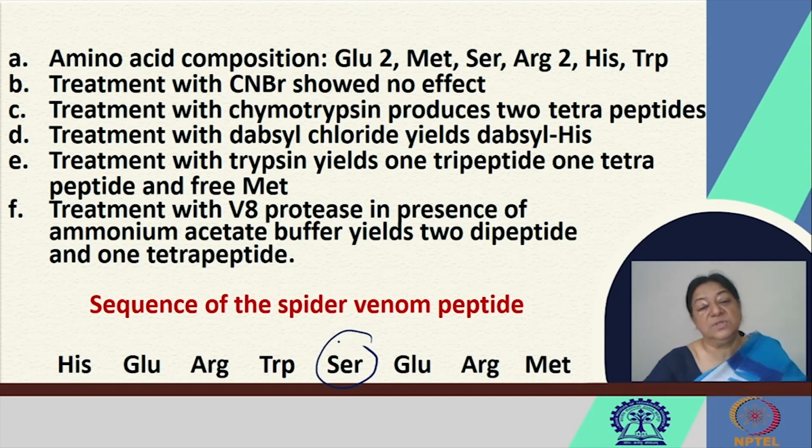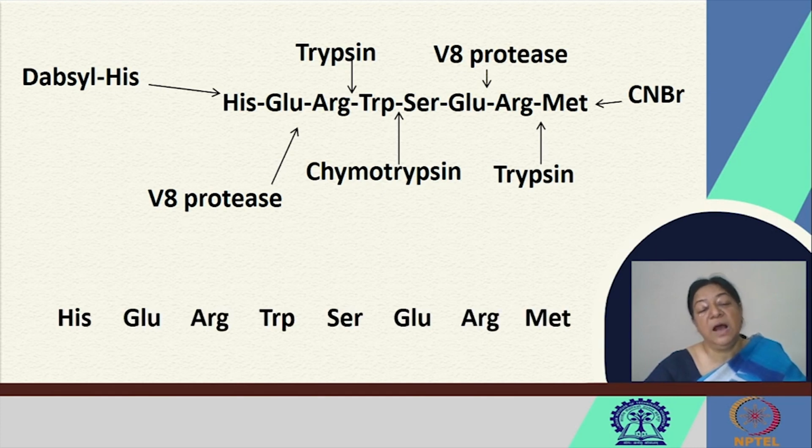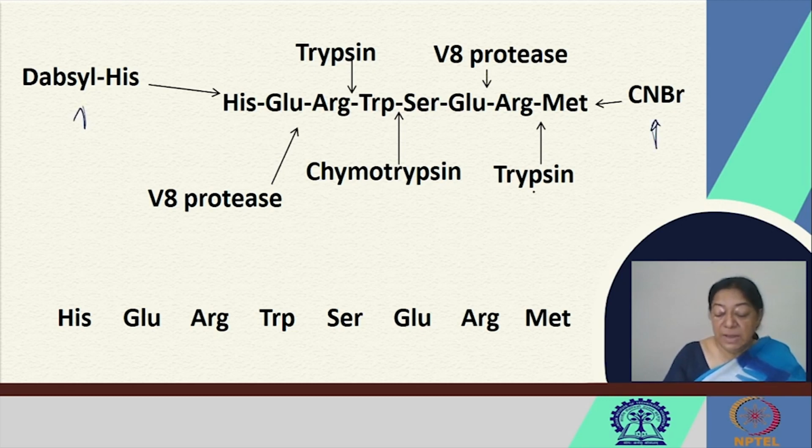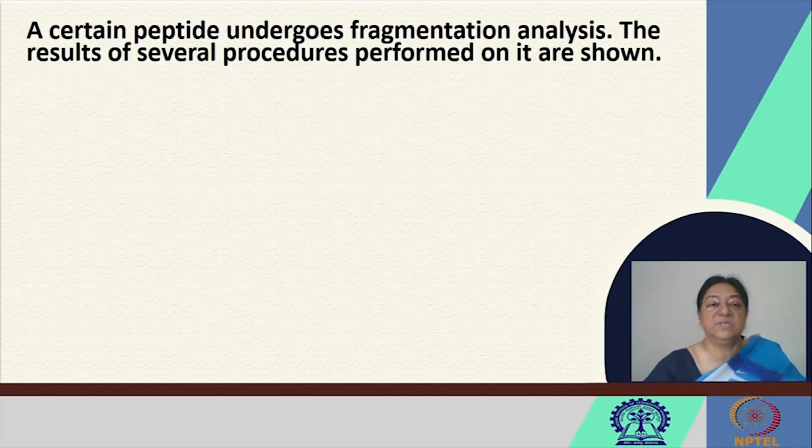So we have the sequence of the venom peptide from all these specific chemical and enzymatic methods that are going to help us identify the sequence. Similarly, this is the overall summary of what we looked at and how we identified the sequence by looking at chemical methods of cleavage and enzymatic methods of cleavage to determine the overall peptide sequence.